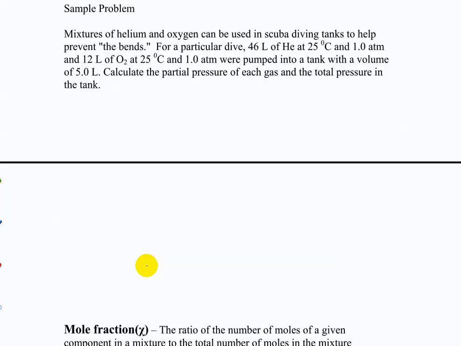So what do we do first? What do you think? What do we need to find to be able to figure this out? I'll give you a hint. It's the thing we always find. Moles, very good. So can we find the moles of helium and the moles of oxygen that were put into that tank? We can, right? We can go through the ideal gas law and calculate n for helium and n for oxygen. Is there a shortcut?